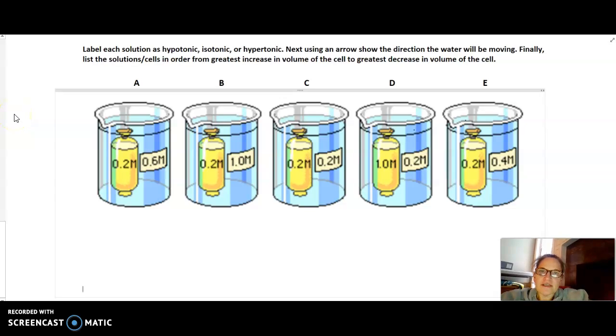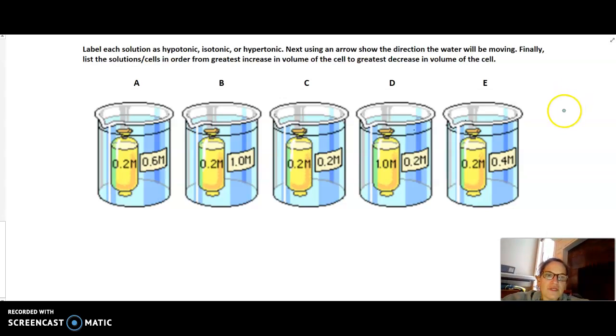Hello biologists, here is a little bit more practice working with osmosis. It's a little bit more advanced practice, but it will be similar to something you may see in the future on an assessment. And so here I have 5 beakers, and in each beaker there is a cell, and I have the molarity on each of those.